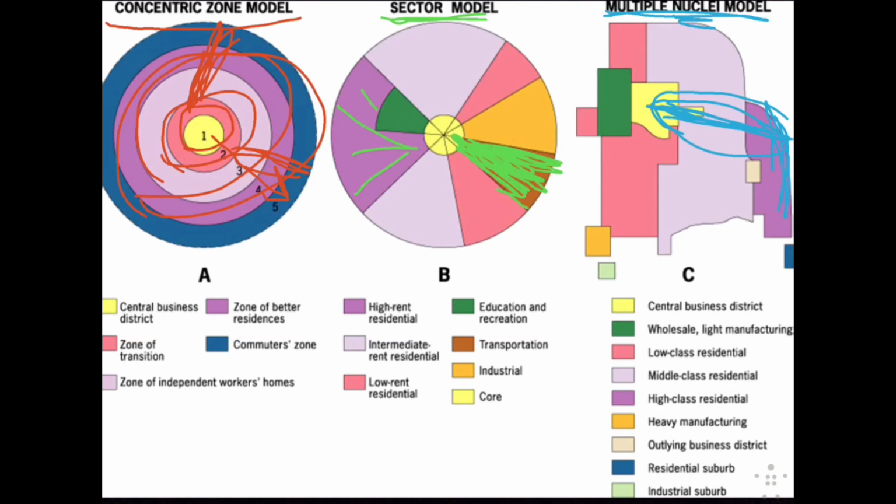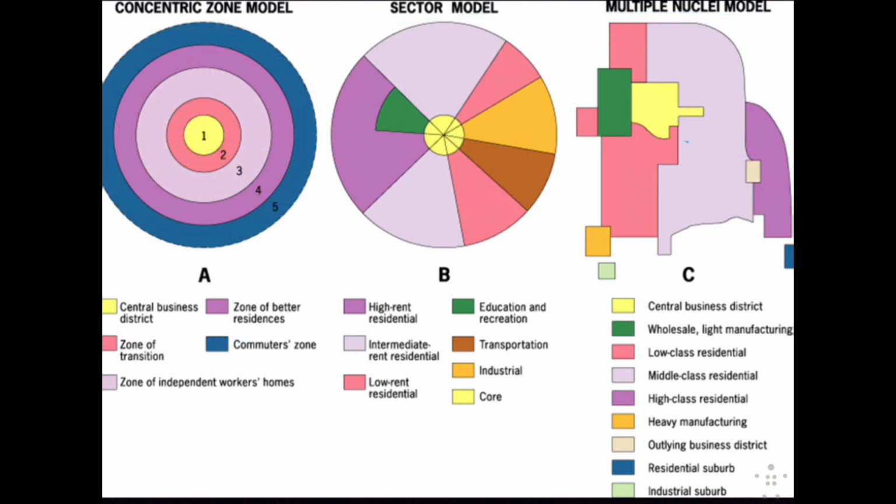Now we're going to label the similarities between all three. One similarity is that they all have some form of a central business district, even if there's more than one. Number two, all of these are a model for urban land use and a model for the layout of cities. And number three, all of these factor in where people live based on social class.